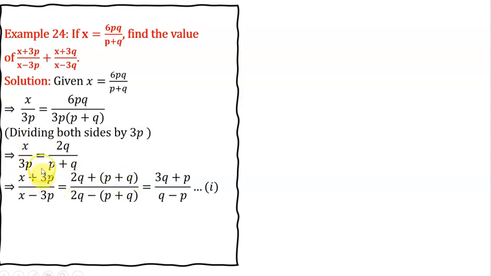Now next, apply componendo and dividendo. Then (x plus 3p) upon (x minus 3p) is equal to (2q plus p plus q) upon (2q minus (p plus q)). If you open the bracket, then what you will get here? 2q plus q, then 3q plus p. For the denominator, minus p minus q. Therefore, 2q minus q, you will get q minus p. And this is the first one. Okay. Now in this case, we have divided on both sides by 3p. Now we will divide on both sides by 3q. See this here.